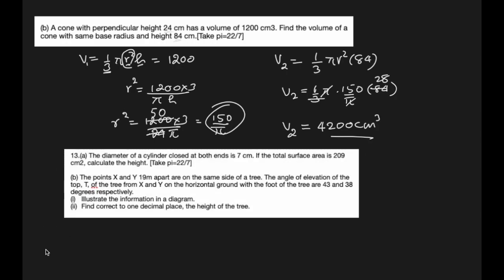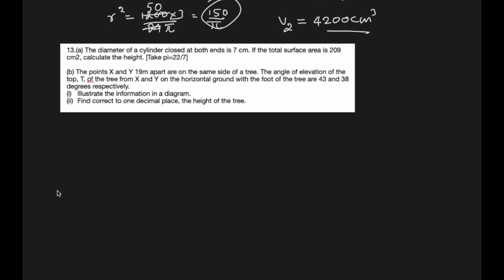Again, a mensuration question. The diameter of a cylinder closed at both ends is 7 centimeters. So let's try to draw it first. Okay.